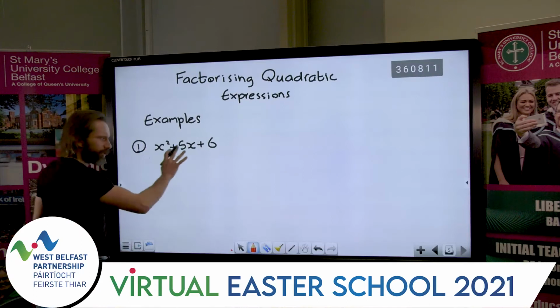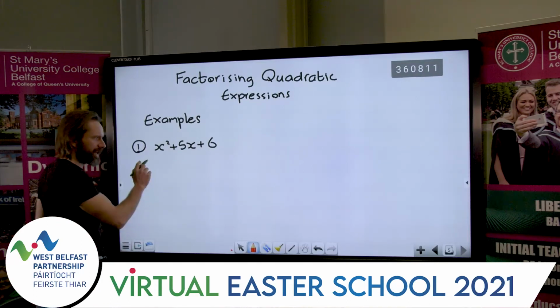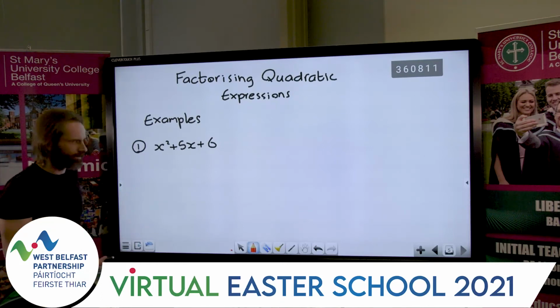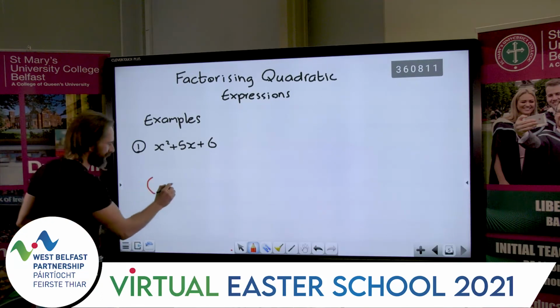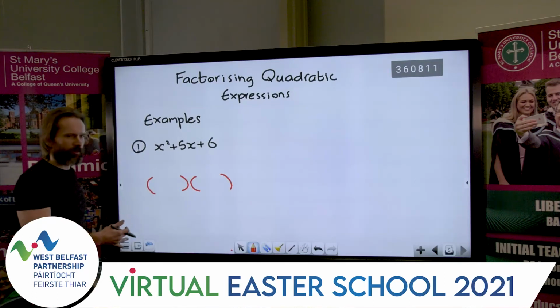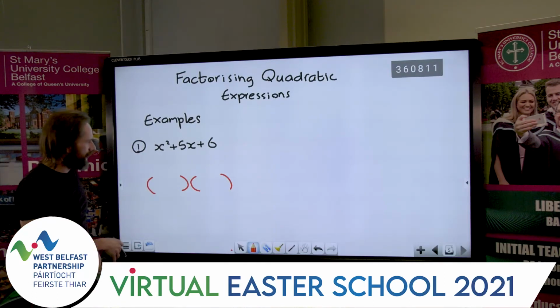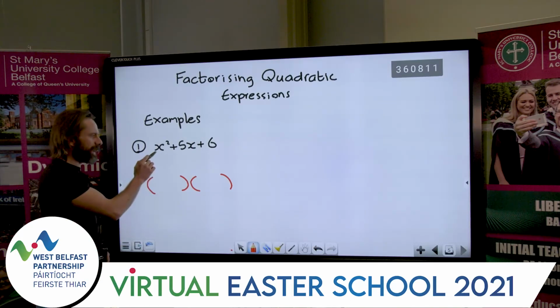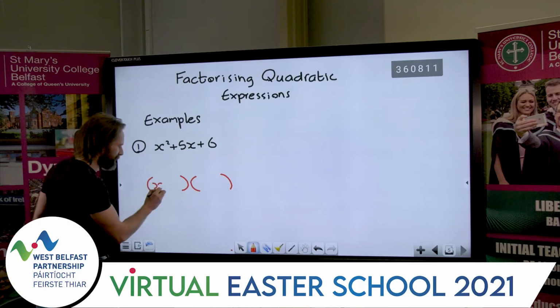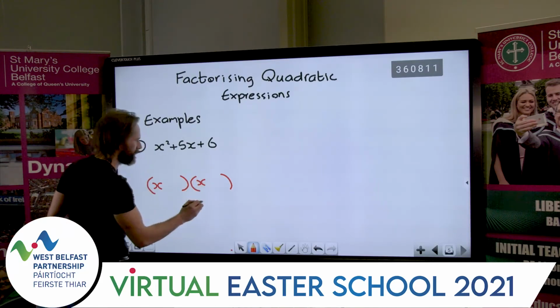Okay, so what we have to do is think in reverse. If I was to end up with this type of expression, x squared plus 5x plus 6, I have to think what that would have looked like when it was in two brackets, okay? So I have to get it back into this format. So this is the reverse of FOIL, first, outer, inner, last, and there's a couple of basic things that we can start off with. Well, the only way I could get an x squared is if the first term in each of these brackets was an x, so that's the first thing.